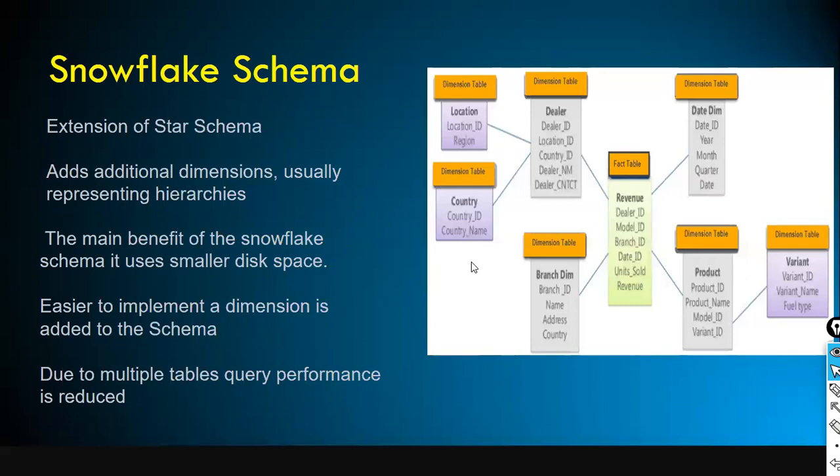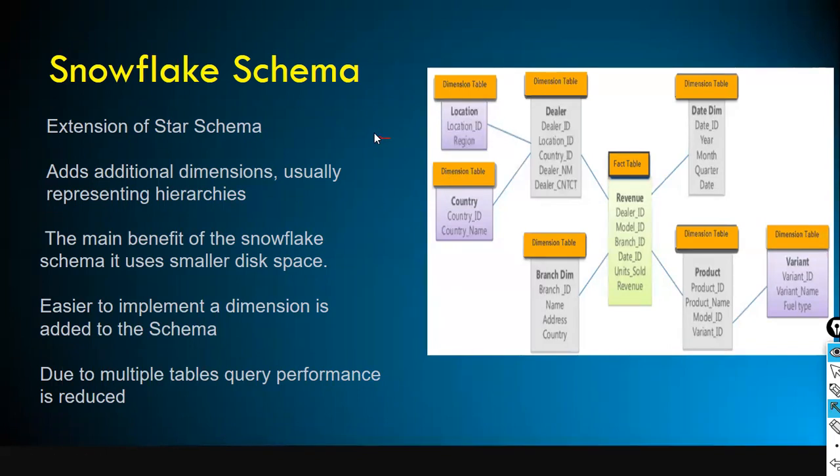Next one is the snowflake schema. It is an extension of your star schema. Even in this case, the fact table is surrounded by the dimension tables, but the dimension table itself is surrounded by other dimension tables. It's a kind of hierarchical structure. We can see some kind of hierarchy within the dimension table itself, so a single dimension table gets split into more than one dimension table.